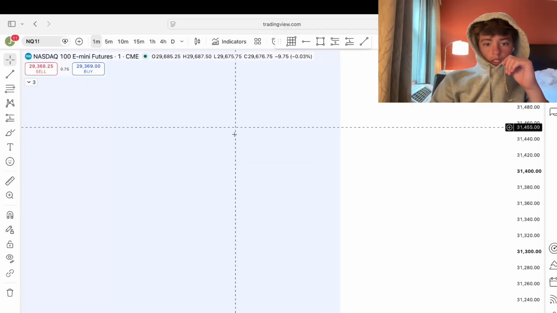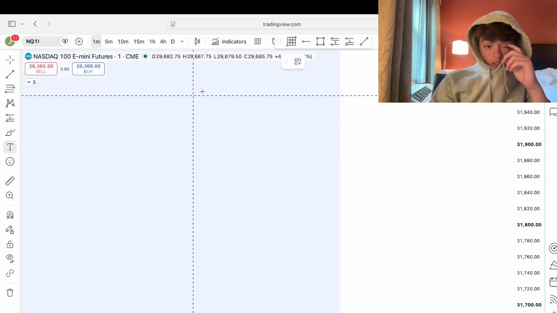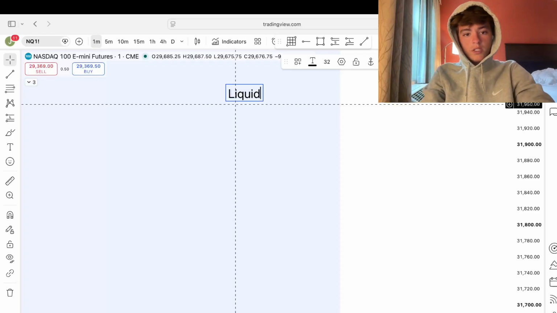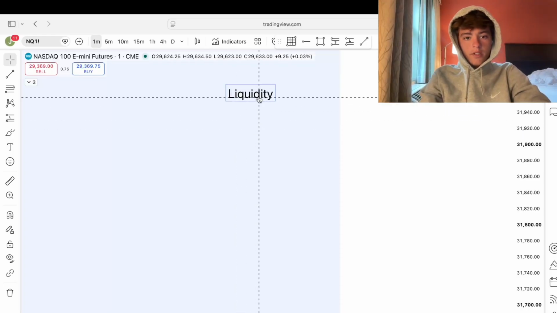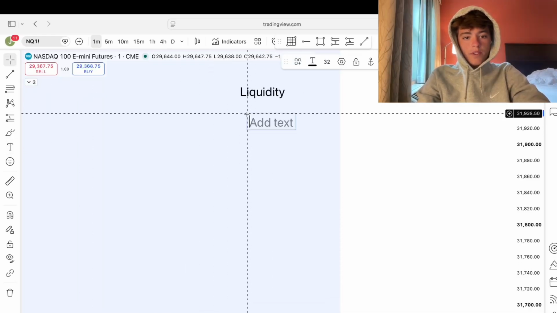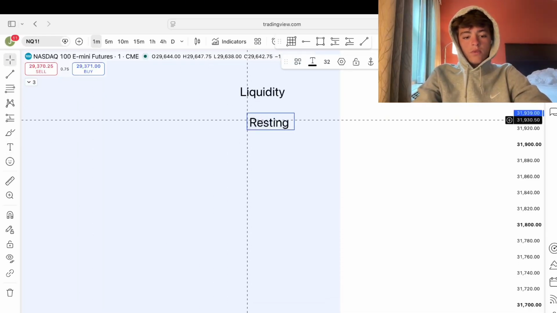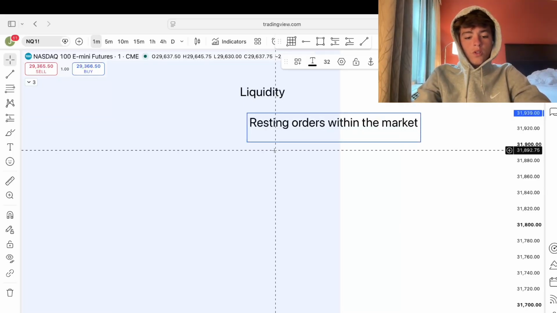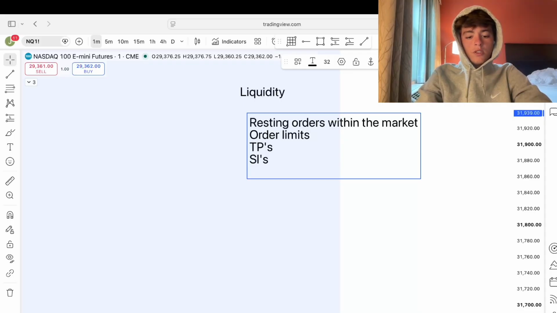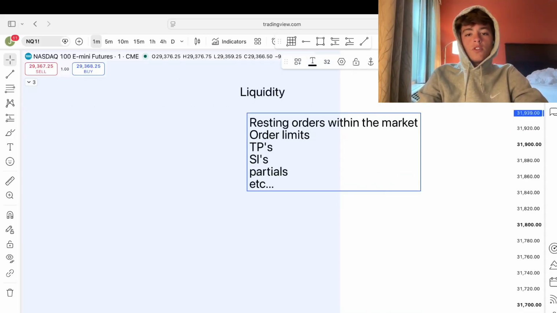Okay, liquidity. So we know that liquidity is resting orders within the market: order limits, TPs, stop losses, partials, etc. So that's the first thing to understand.